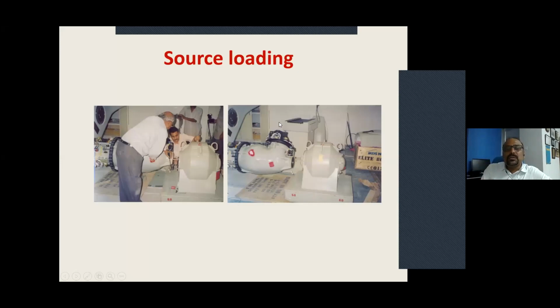And then again, source loading. Now I know that these telecobalt units are phased out, but in many institutions we are still using them. So source loading is a major operation, and one has to be very careful when doing it. Only the engineer and RSO should be inside. The rest of the persons should be outside. They should watch on the CCTV. They should never enter the room when source loading takes place.